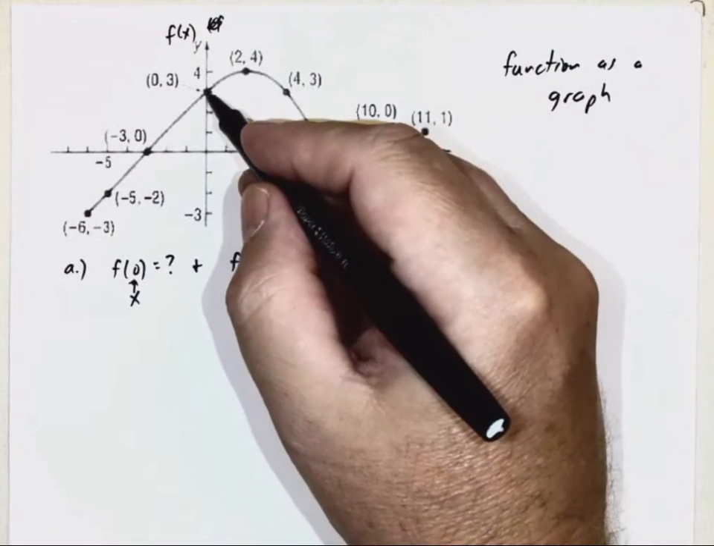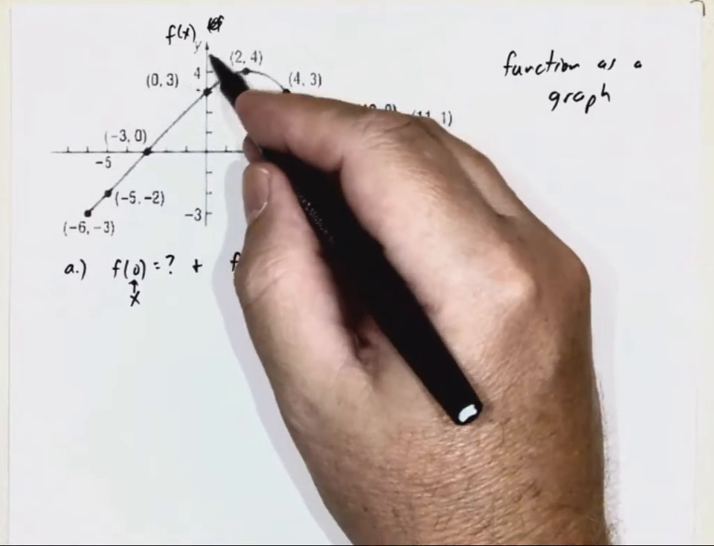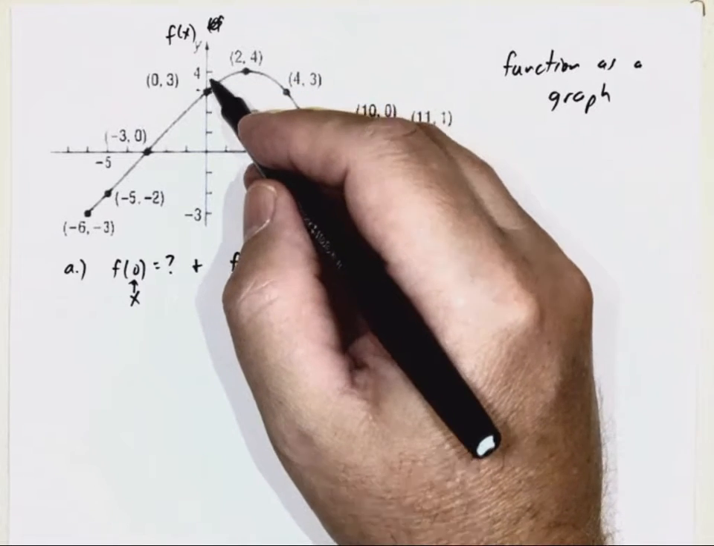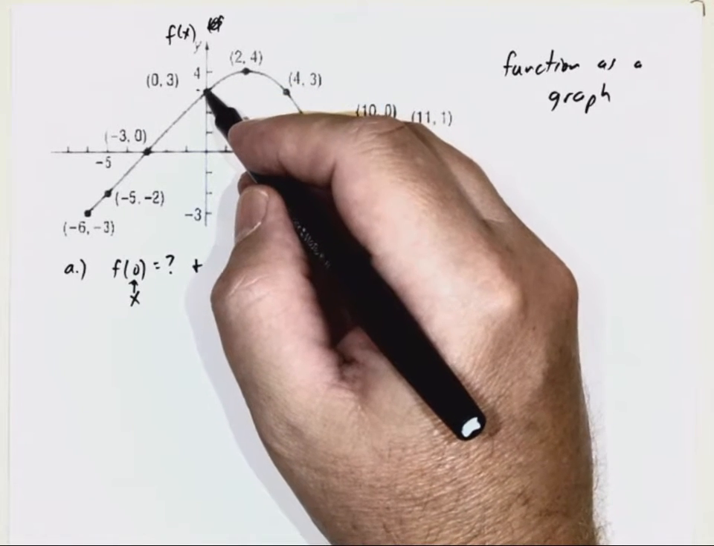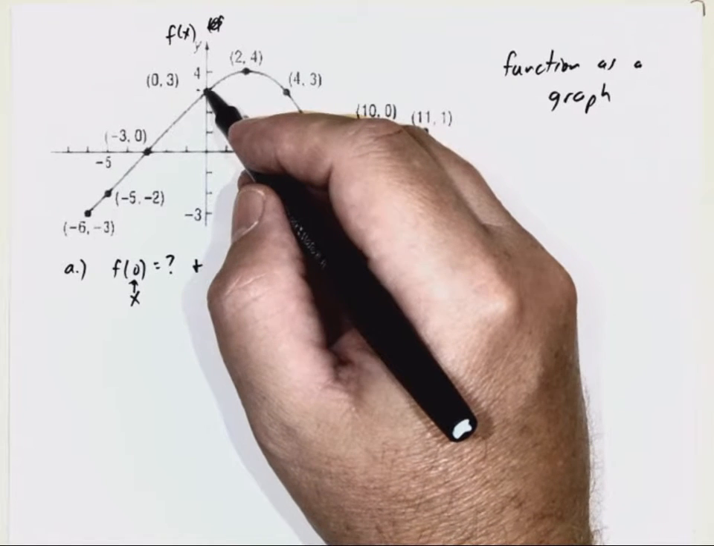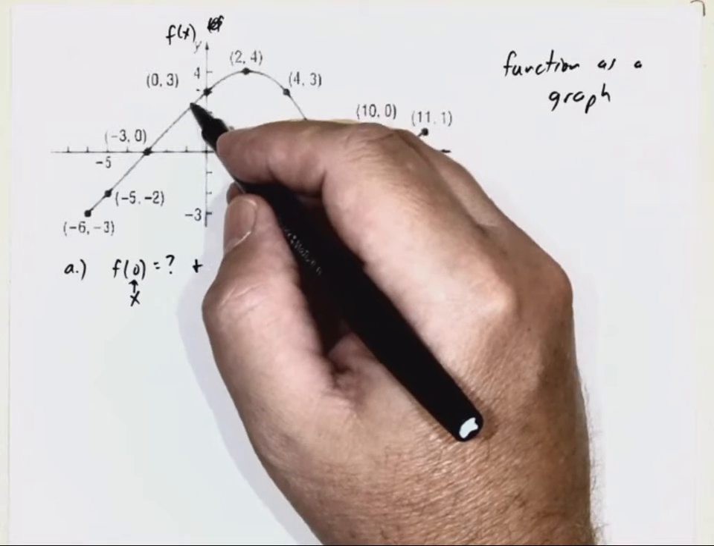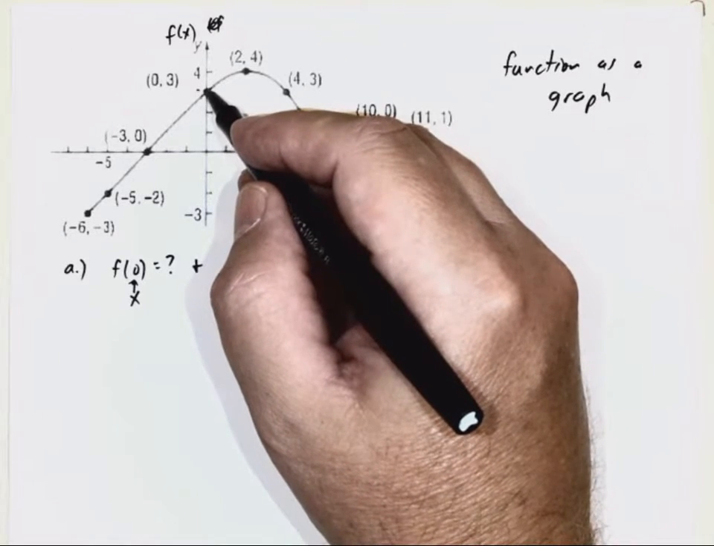In other words, what's the value of the function when x is 0? The value of the function is, in a sense, the y value. Here's the point where x is 0. What's the y value? 3. That's the value of the function, right? Makes sense. The graph, at this point, the graph is 3.